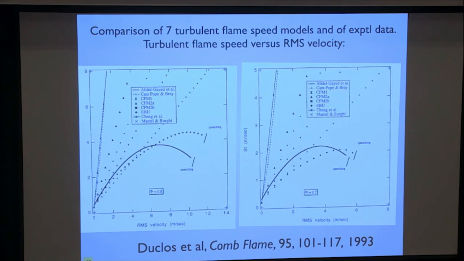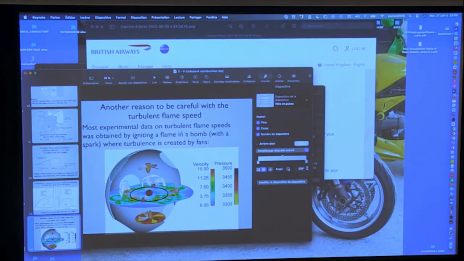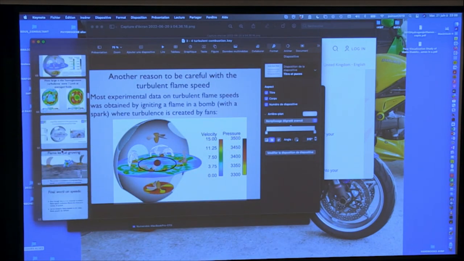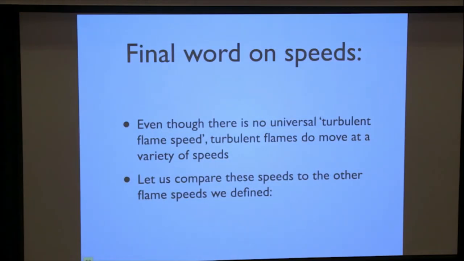There is a laminar flame speed, 38 centimeters per second for methane air, but there is no turbulent flame speed in general. It depends on everything. It depends on the flame, configuration, injection, whatever. But still, you will see a lot of people telling you that they have a turbulent flame speed. I don't want to go into the details of this part because I think it's not really important. As soon as you know that you shouldn't worry too much about turbulent flame speed, I wouldn't care too much about it. So let me just compare speeds.